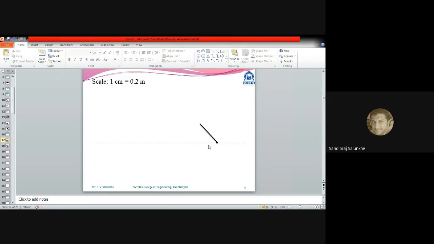Later on, I have to draw a line for 2 meter. So it will be 10 centimeter. Right. So for 10 centimeter, I will take the distance in the compass, and I will put the compass on this point. And from this, I will mark on the center line which I have already drawn.